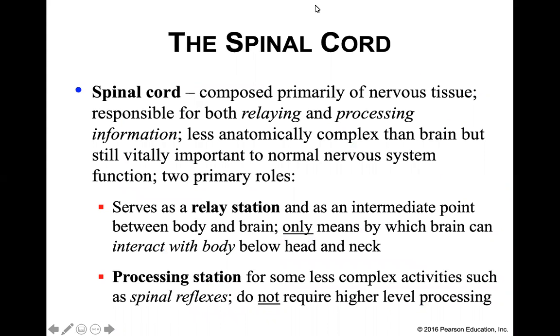And that is the end of part 3 of the central nervous system and the end of the brain.